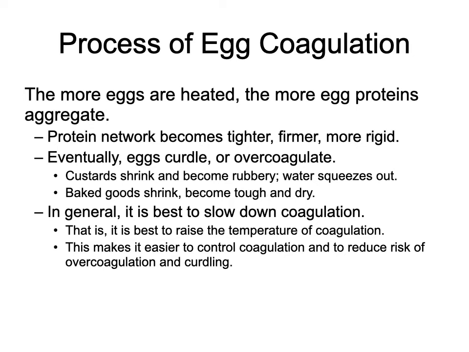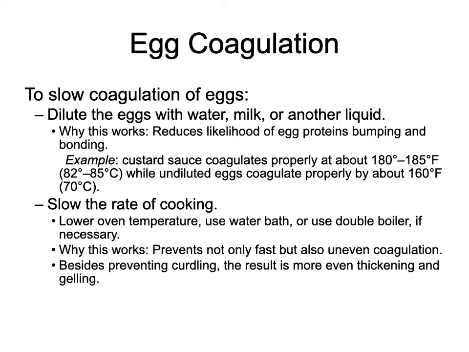Just bring down the temperature and bring it up slowly. The slower you can coagulate the eggs, the more smooth and more consistent they'll be. So we can dilute eggs with liquids. So that will help to, for example, a custard sauce coagulates properly at about 180 degrees, while undiluted eggs coagulate at about 160. So that difference makes for a smoother sauce.